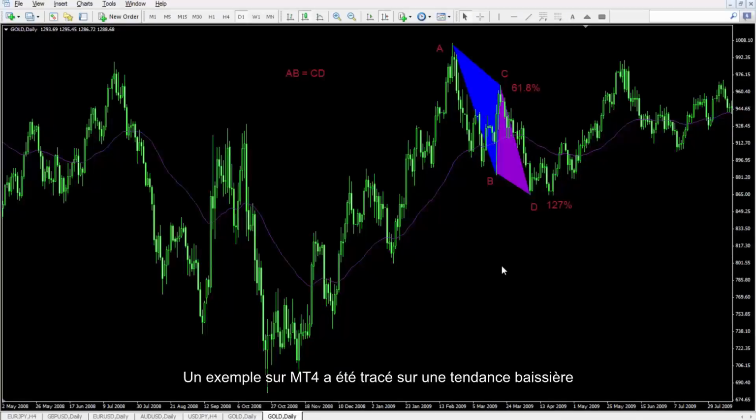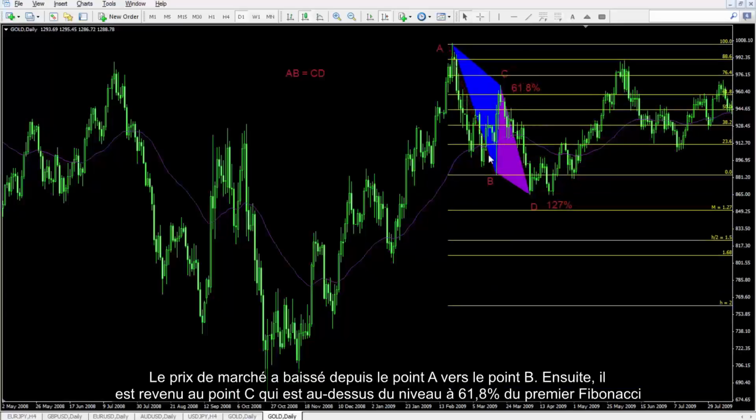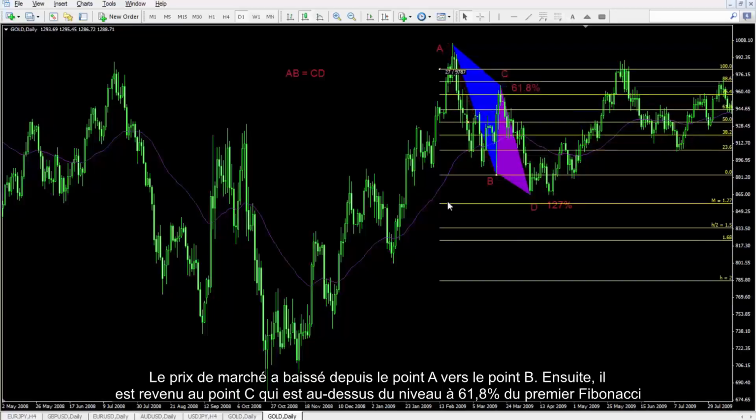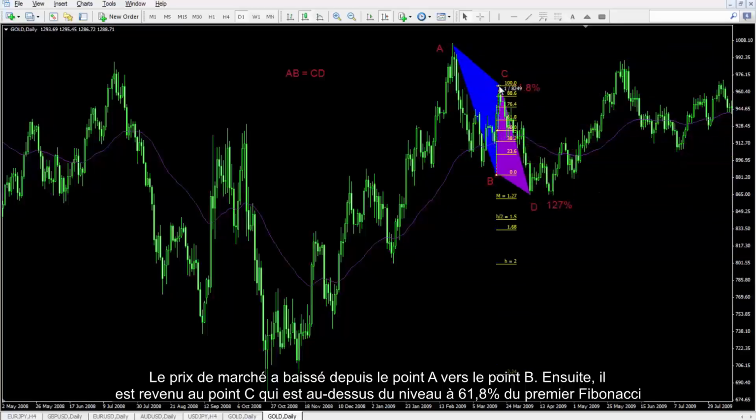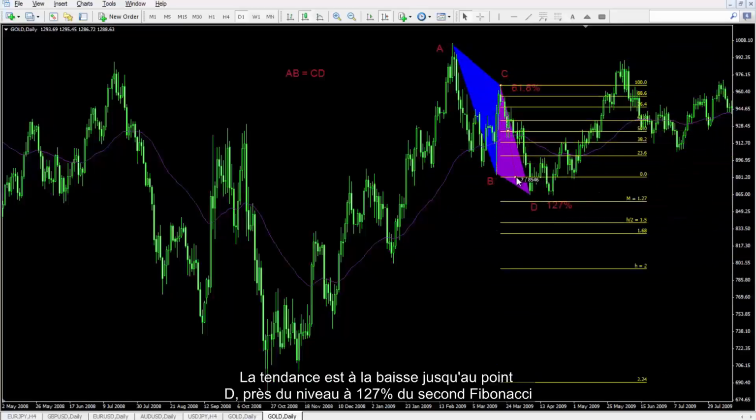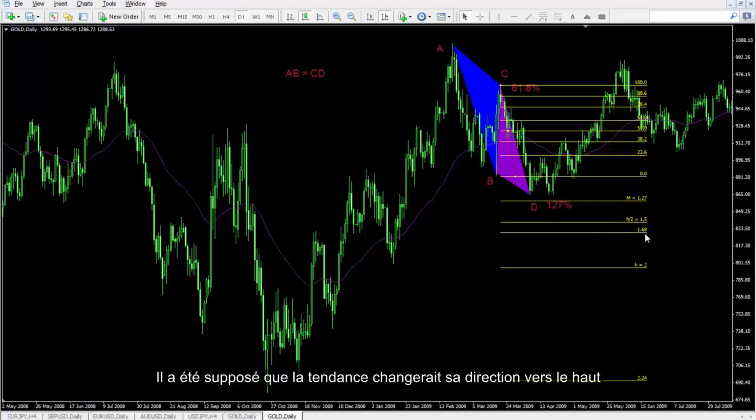An example on MetaTrader 4 has been drawn on a bearish trend. Market price has declined from point A to point B, then it returned to point C, which is over 61.8% of the first Fibonacci. The trend has decreased until point D, near the 127% level of the second Fibonacci. It was assumed that the trend would change its direction towards the top.